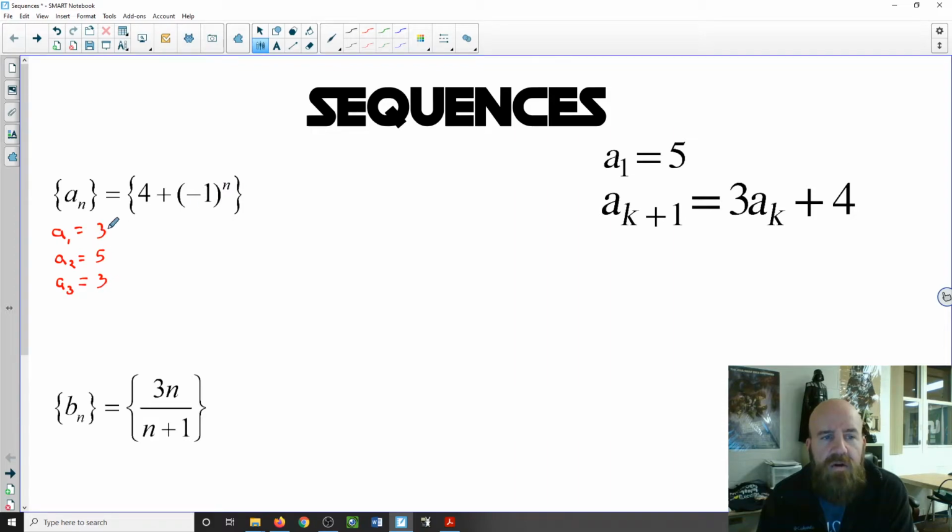So this is how we think about it, but we write them out as a list of numbers. So we have 3, comma 5, comma 3. And if we kept going, 4, 5, we go even and odd powers, we know that negative 1 is going to keep fluctuating between a negative 1 and a positive 1. So we just keep getting values of 3 and 5 back and forth. So that's that sequence.